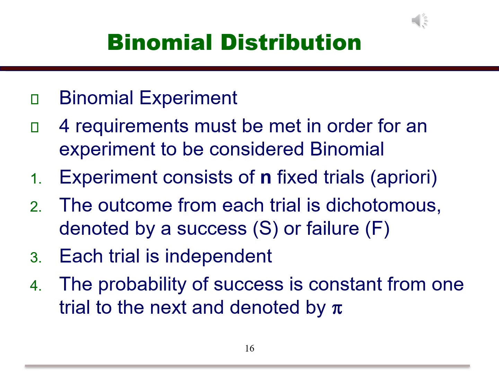The other type of discrete distribution is the binomial distribution. This is based on the binomial experiment. There are 4 requirements that must be met in order for an experiment to be considered binomial. The experiment should consist of n fixed trials a priori. The outcome from each trial is dichotomous, denoted by a success or a failure. Each trial is independent. The probability of a success is constant from one trial to the next, and denoted by the parameter pi.